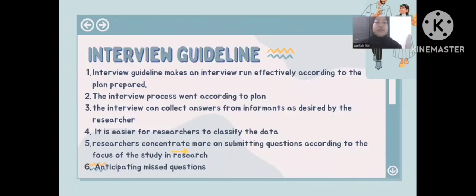So for the interview guideline, first, the interview guideline makes an interview run effectively according to the plan prepared. Second, the interview process goes according to plan. The interviewer can collect information as desired by the researcher. It is easier for researchers to classify the data. Researchers concentrate more on submitting questions according to the focus of the study, and the last is anticipating missed questions. So I think that's all for my explanation. Thank you very much.